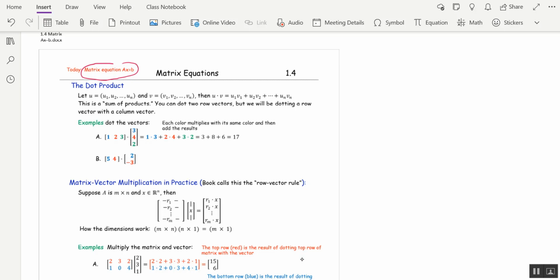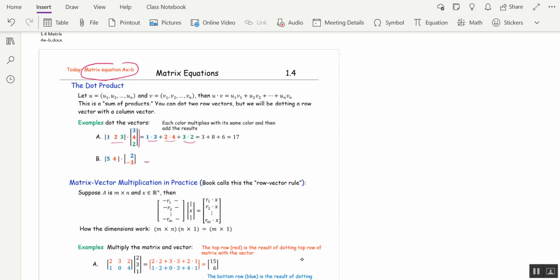In this class, we'll be dotting mainly a row vector with a column vector. And I've got it color-coded in this example here. What we're going to do is take the first entry of the row and multiply it by the first entry of the column. That's 1 times 3. And then we'll add that to the product of the second entries, 2 times 4, which is 8. Finally, we'll add that to the product of the third entries, 3 times 2. So 3 plus 8 plus 6 is 17. So we get a number.